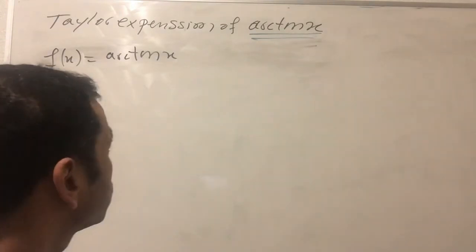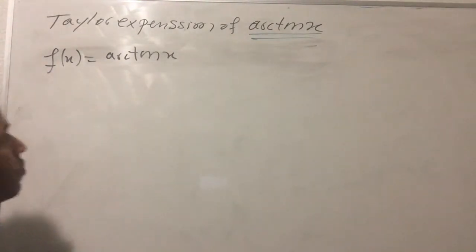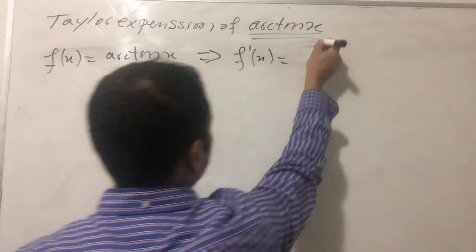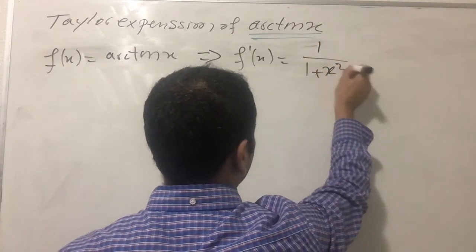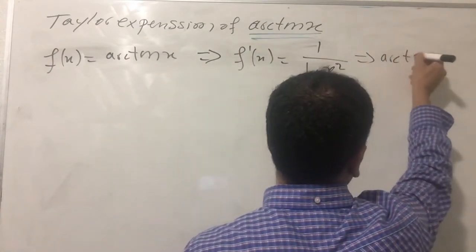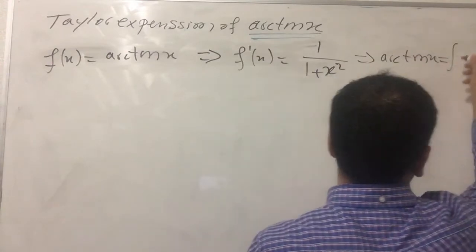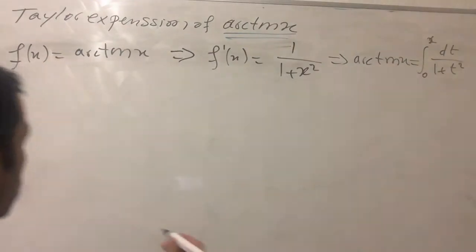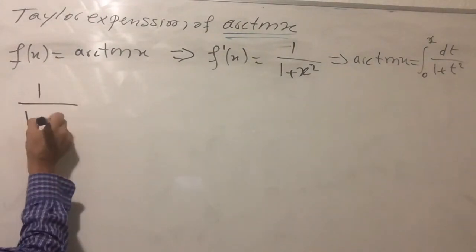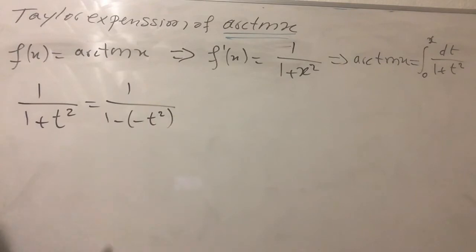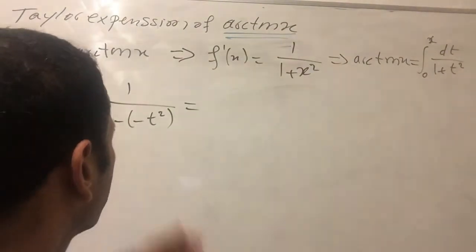series, as expansion. So now, if I take the first derivative of this function, I will have f prime of x, which is 1 over 1 plus x squared. At the same time, arctangent x equals the integral of dt over 1 plus t squared. As you know, 1 over 1 plus t squared equals 1 over 1 minus t squared. As you see here, this is written in the form of a geometric series as a convergent series.